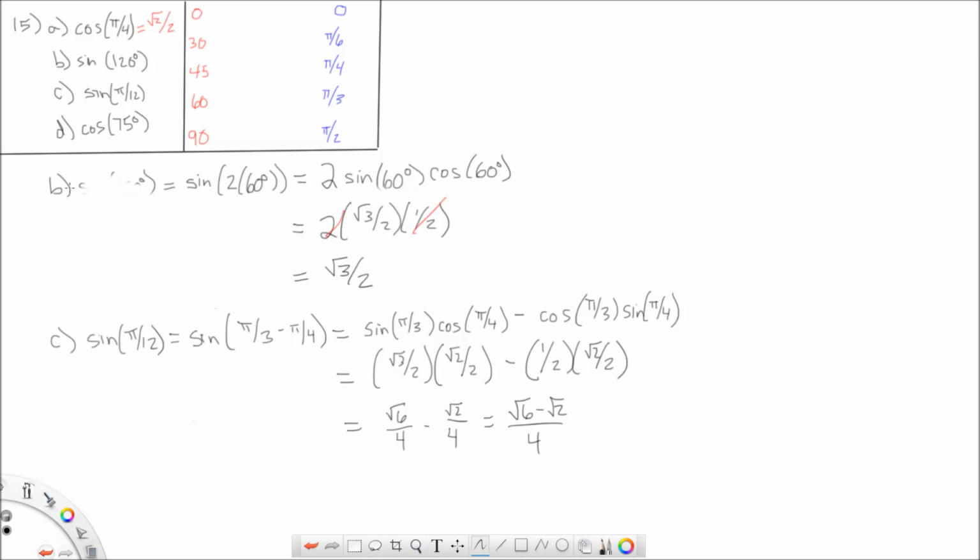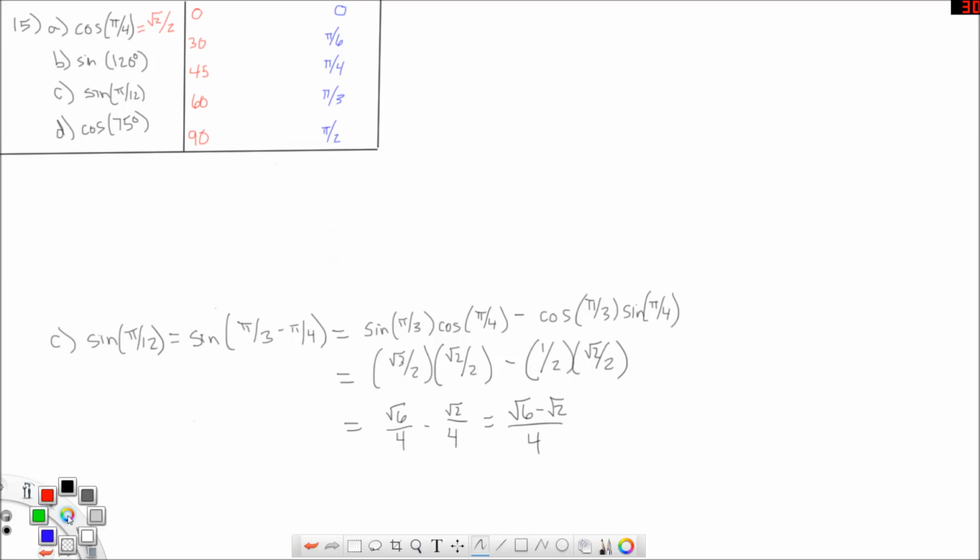So now we're going to move on to part D. We want to find cosine of the 75-degree angle. And again, we're going to write cosine as a sum or difference of two angles, where we have the 30-degree angle and the 45-degree angle, and we're going to write this as cosine of 30 degrees plus 45 degrees. So we know the 30-degree angle plus the 45-degree angle gives us 75.